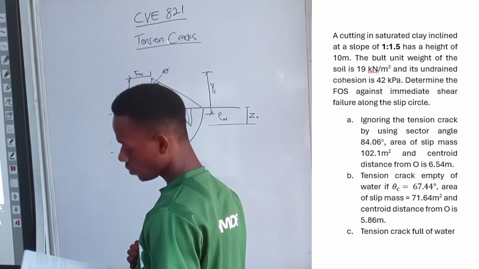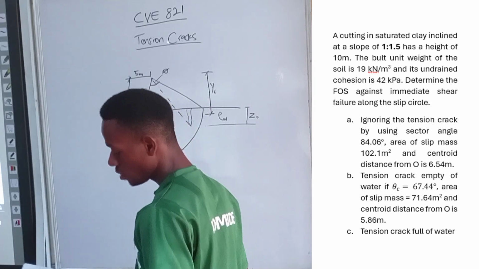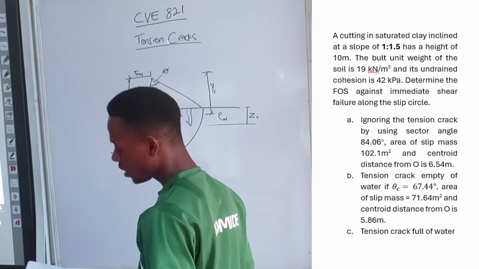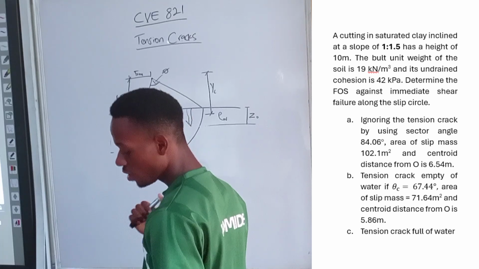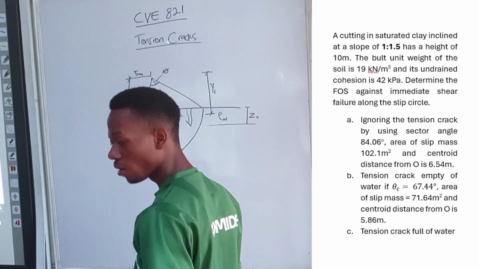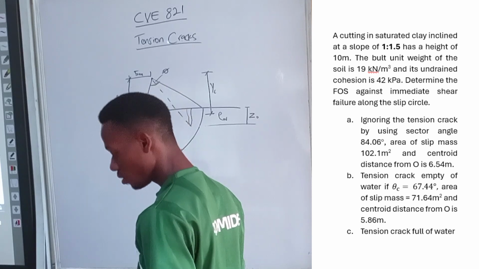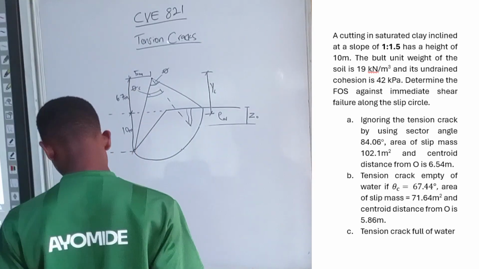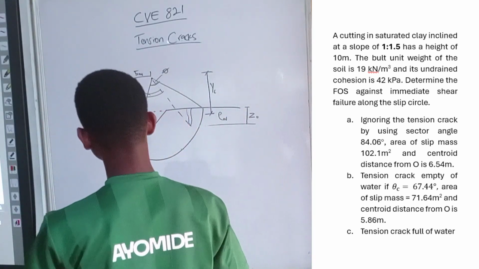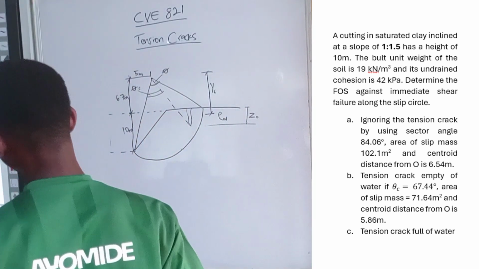According to the question, it says determine the factor of safety against immediate shear failure along the slip circle. A, ignoring the tension crack by using sector angle 84.06. That's the first part of the question. So this is the diagram given in the question.